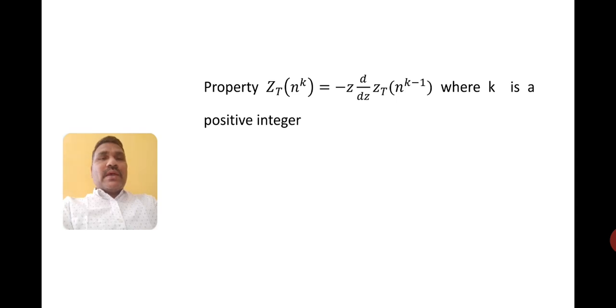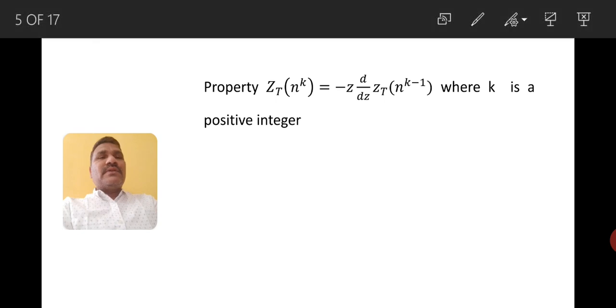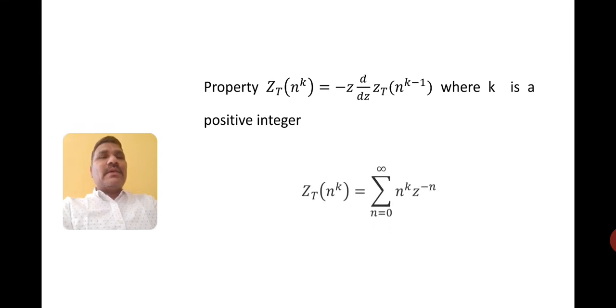To show this, what I have to do is consider once again the definition of the Z transform. As you know, the definition of the Z transform of u_n is the summation, n running from 0 to infinity, of u_n z to the power minus n. So according to the definition, I am writing this as, here you see, in the place of u_n we took n to the power k. So the summation, n runs from 0 to infinity, of n to the power k z to the power minus n.